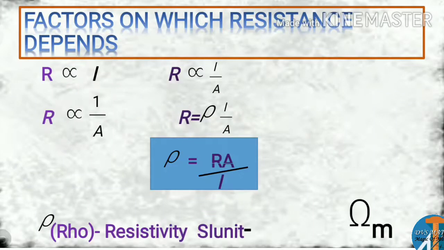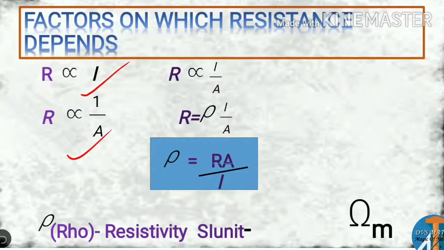So now let's come together. What is the first factor on which resistance depends? It depends upon the length. What is the second factor? Here R is inversely proportional to the area. As we discussed, if area is more, resistance will be less. If area is less, resistance will be more. So they are inversely proportional. So we will represent like this, R proportional to 1 by A.